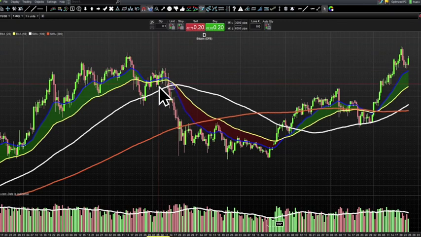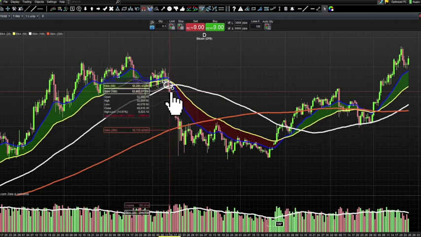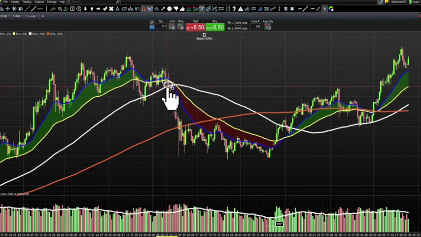Why? Because these SMAs are acting as a support here. Because this is a support, a breakout will be a bearish breakout, a sell signal, or it will bounce with a support bounce, meaning it hits the SMA and goes back. In this case, it has a breakout that gives us a bearish signal.